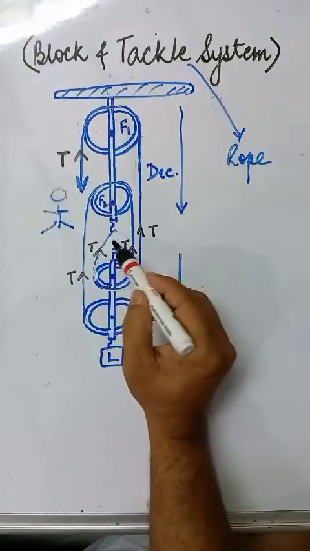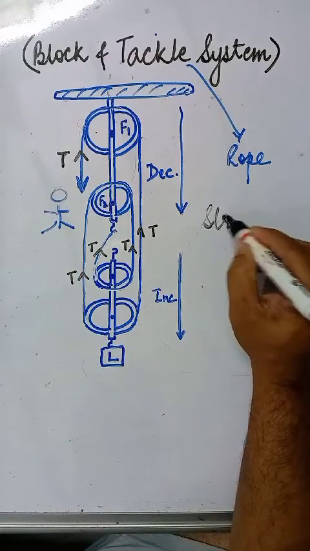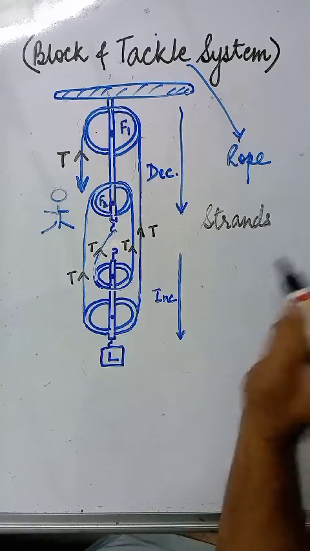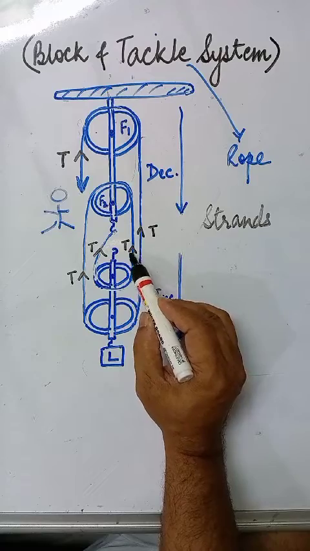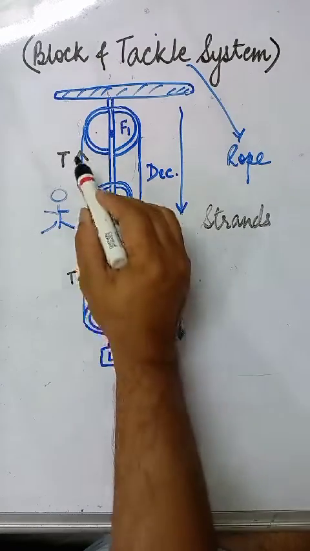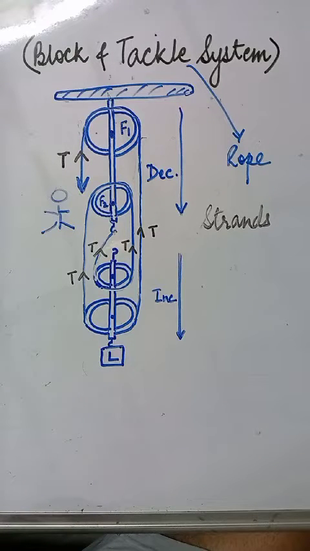Okay, it is starting here and ending over here. But there is a term which is known as strands of tackle. Strands means parts of the rope. So first part, second part, third part, fourth part, and the fifth part. Based on how it has gone around the pulleys, there are different strands. So how many total strands are there?